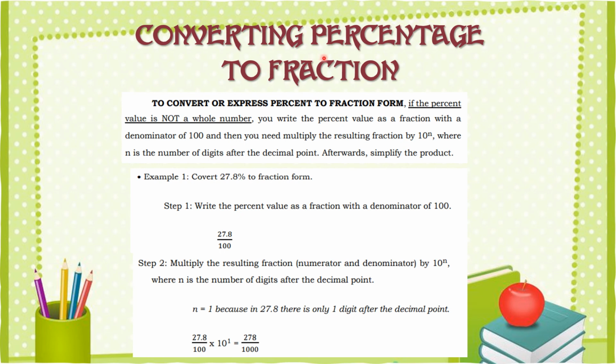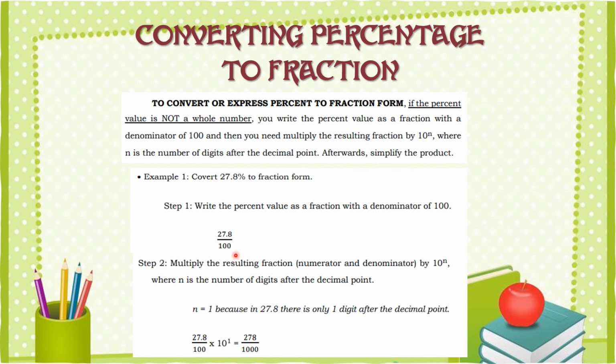Next, converting percentage to fraction. Okay, so we have here the first condition, if the percent value is not a whole number, then this is what we're going to do. First step, of course, the same process again. We are going to make the percent value of the percentage the numerator, and its denominator would be equal to 100. So we write 27.8 on the numerator and we put 100 on its denominator. So we have this fraction.